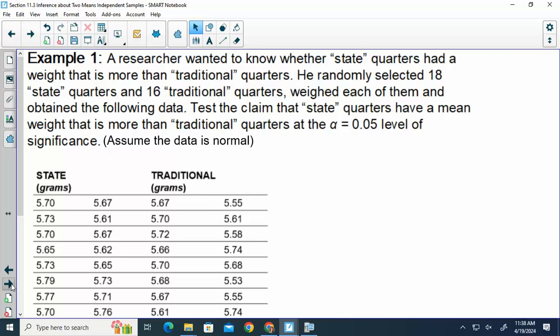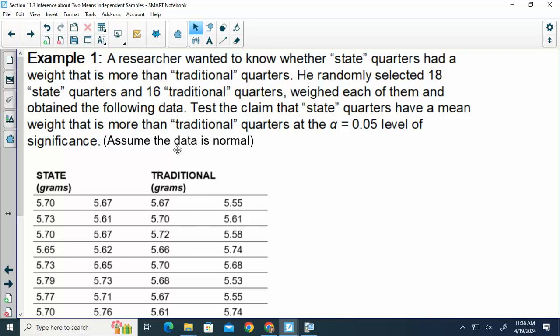All right, a researcher wants to know whether state quarters had a weight that was more than traditional quarters. He randomly selected 18 state quarters and 16 traditional quarters, weighed each of them, and obtained the following data. Test the claim that state quarters have a mean weight that is more than the traditional quarters at the alpha equals 0.05 level. Assume the data is normal. All right, first of all, is there any way this could be matched pairs data?